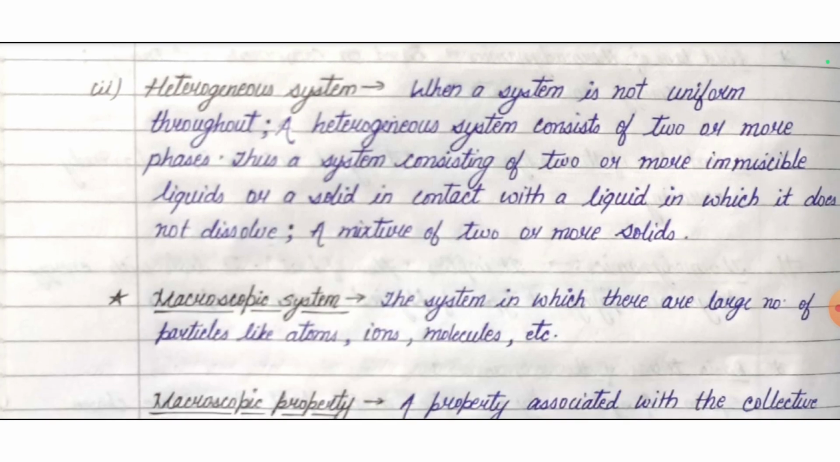Second, heterogeneous system. When a system is not uniform throughout, it is a heterogeneous system. A heterogeneous system consists of two or more phases. Thus, a system consisting of two or more immiscible liquids, or a solid in contact with a liquid in which it does not dissolve, or a mixture of two or more solids.